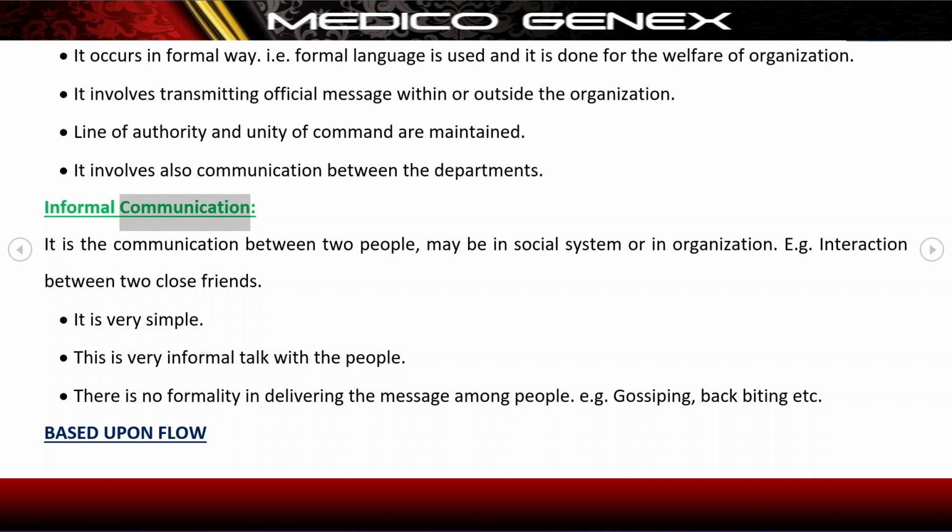Informal communication. It is the communication between two people, maybe in a social system or in an organization, e.g. interaction between two close friends. It is very simple. This is very informal talk with the people. There is no formality in delivering the message among people, e.g. gossiping, backbiting, etc.